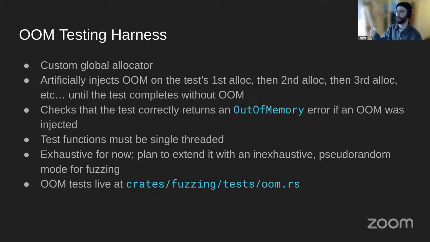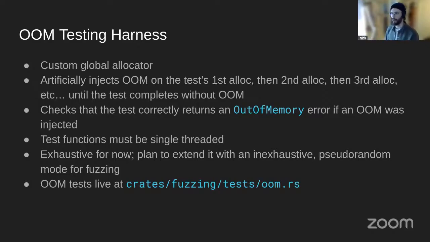And then it's going to run that function again. But this time it's going to let the first allocation pass, and it's going to inject OOM on the second allocation, right? And then it's going to do the same thing on the third and the fourth, etc., until the test completes and returns, okay, because all of the allocations succeeded.